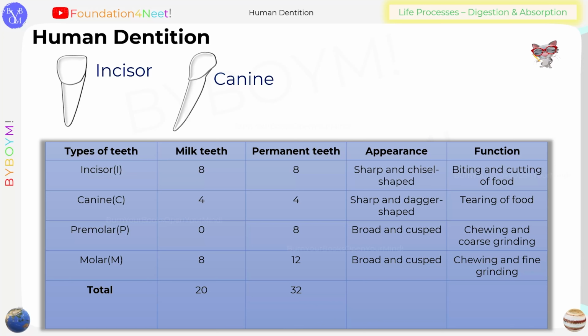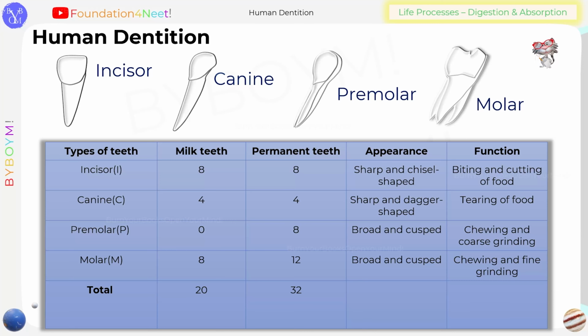They are followed by premolars. You have 8 premolars in total, 4 in the upper jaw and 4 in the lower jaw. They, along with molars, appear broad and cusped, whereas molars are 12 in number and premolars are only 8. The function of premolars is chewing and coarse grinding, whereas the function of molars is chewing and fine grinding.